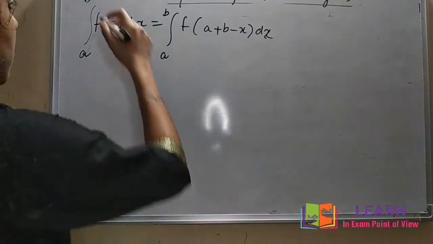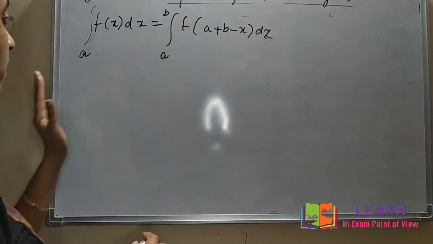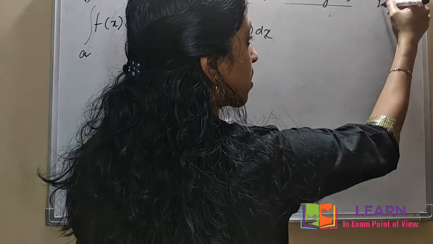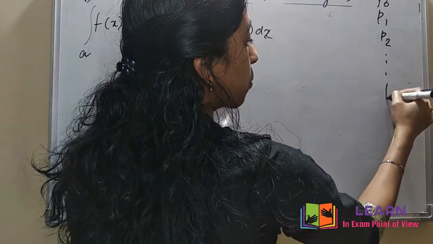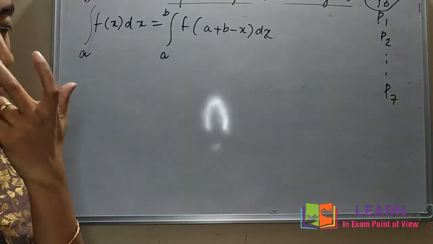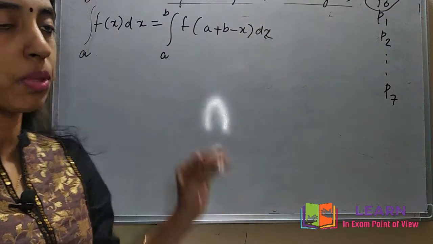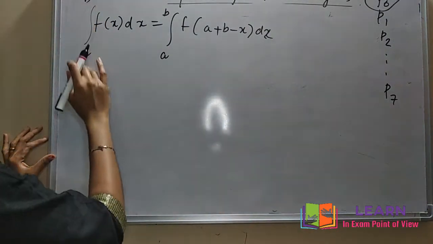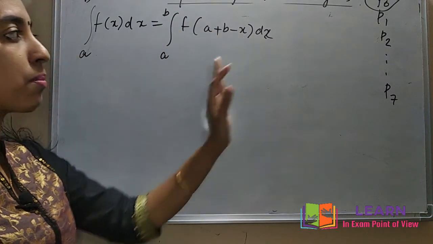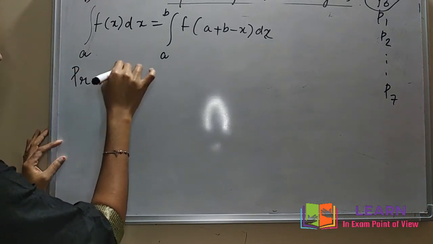So the next property, that is P3, otherwise the fourth property. It is P3 because in the text it is given as P0, P1, P2, etc. up to P7. If we call it first property, second property, no problem. In the text I am following, P3 means it is the fourth property, right? So it is integral a to b f of x dx. We have to prove it equals integral a to b f of a plus b minus x dx. So we will start the proof from LHS.